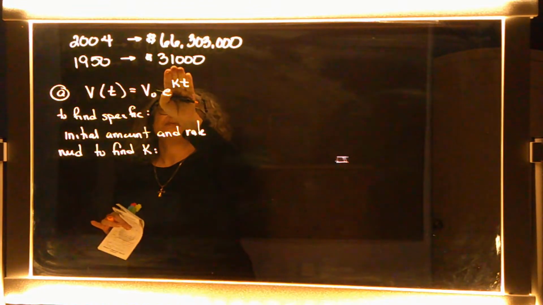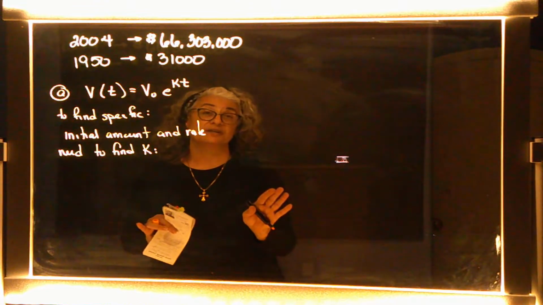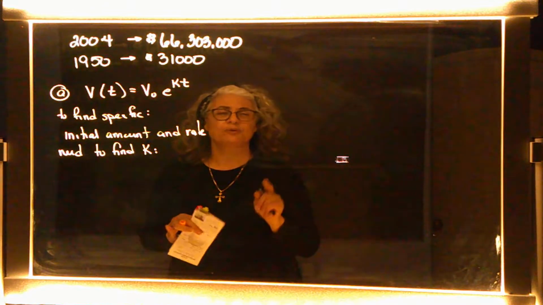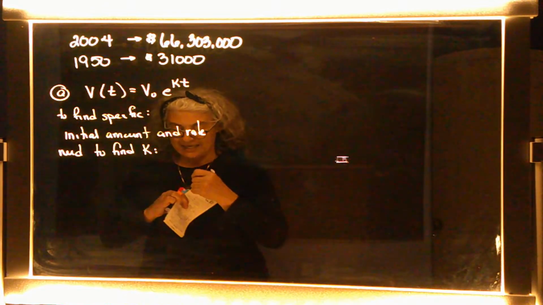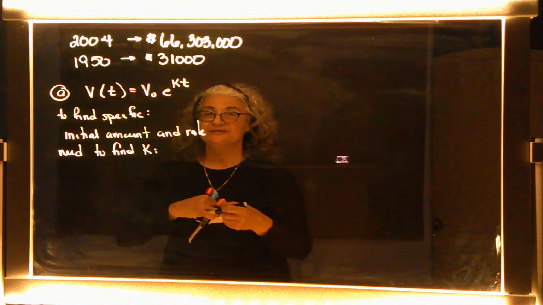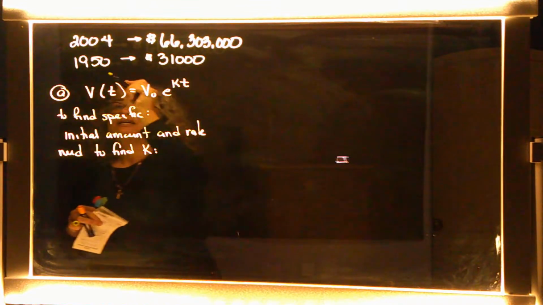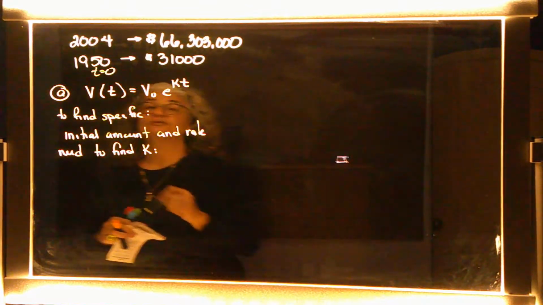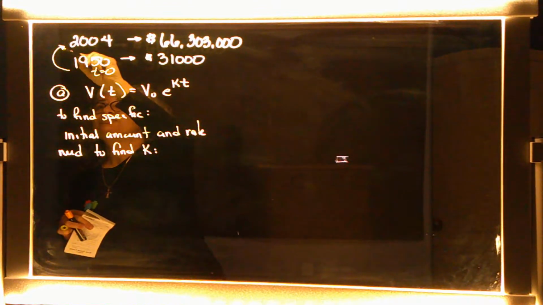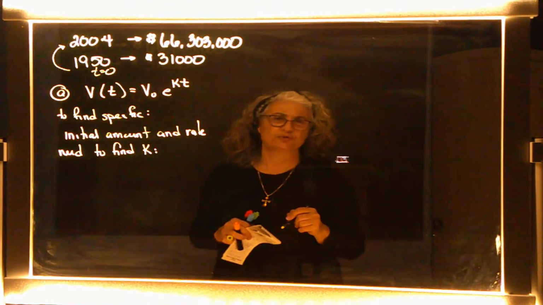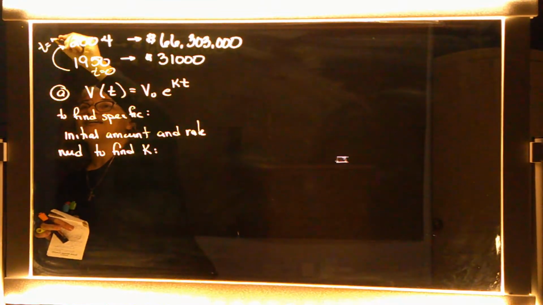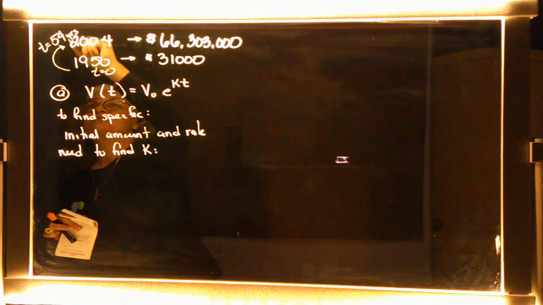Well, good. Since the initial amount was $31,000, that was kind of obvious, right? The ending amount was at $66 million, but what about the time? Well, after 1950, which was the initial time, this is where t was equal to 0. How much time is it from 1950 to 2004? Don't use the calculators. What'd you get? That was 54 years. So this is time being 54 years.